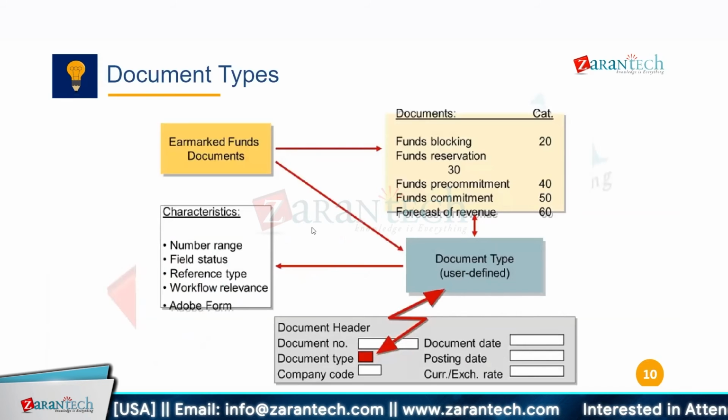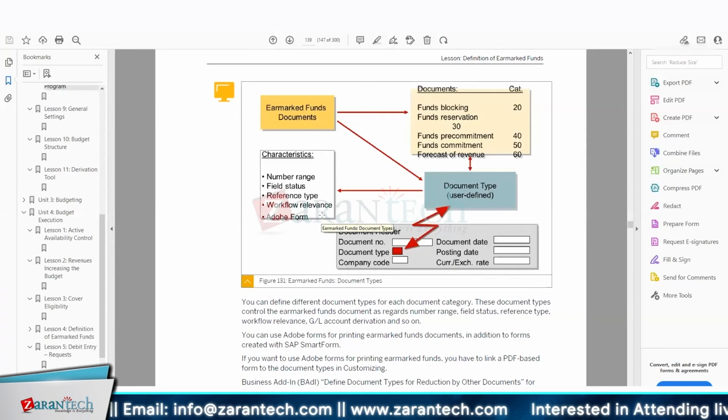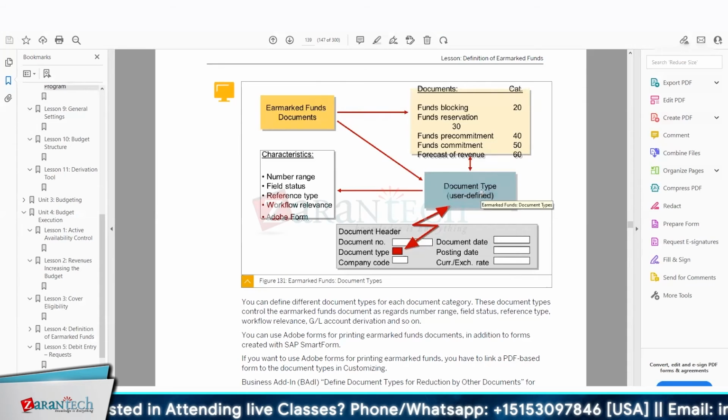Okay, so this is the graphic which we saw here. Funds blocking, funds reservation, pre-commitment, commitment, forecast of revenue. These are the categories, and they are derived automatically because there are different document types for each of these processes. Here you can see document type, user-defined document types can be there. Then number ranges, field status, reference type, workflow relevance.